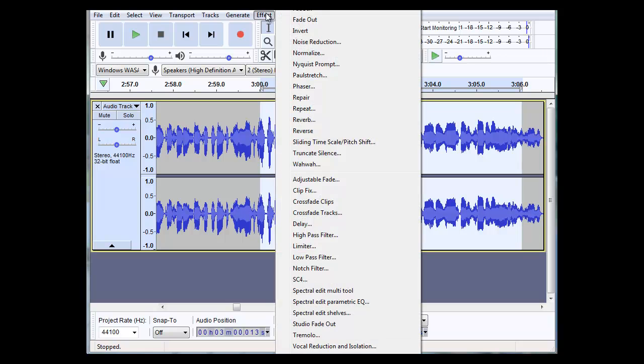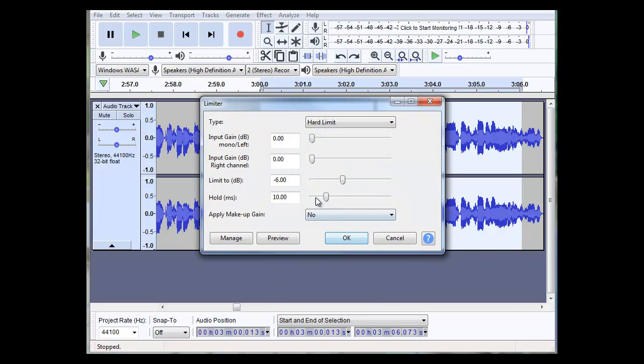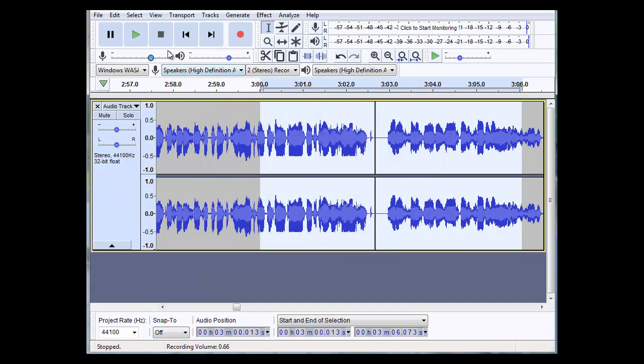Now I'm going to go back to my original fix using the limiter, which is set with hard limit at -6 decibels. Don't apply any gains. Gonna click OK. And now we see the volumes are limited both visually and auditorily.